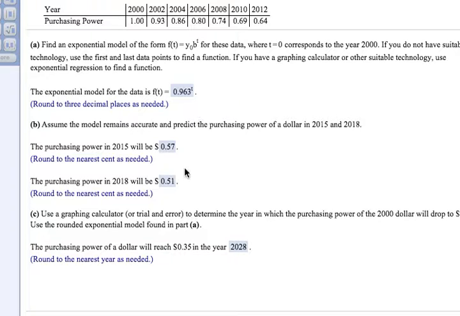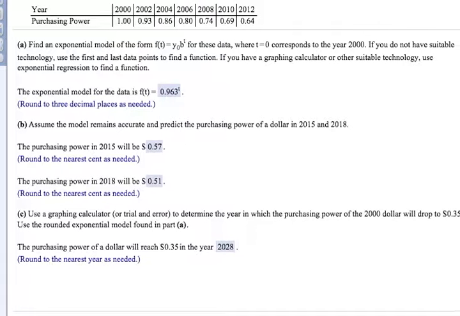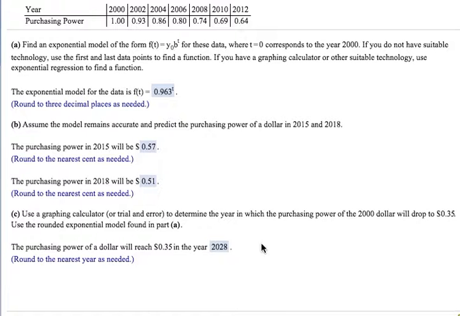Okay, and I think the rest of this you guys can get. So assume the model remains accurate. Predict the purchasing power in 2015. So you just plug in 15 and round to the nearest penny. And then on this one, you probably would need a graphing calculator or something, or you could just guess and check until you figured out when the purchasing power drops to 35 cents. So hope that helps on number 24.